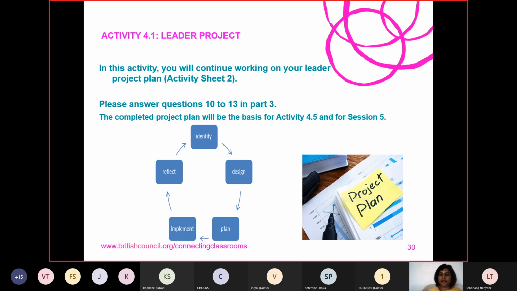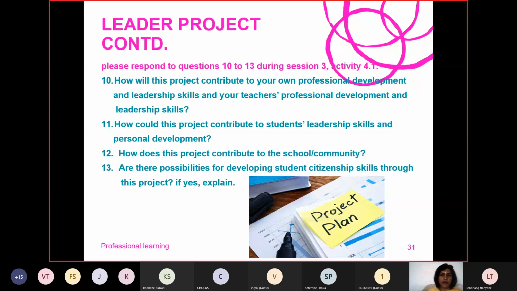Yes? Okay, to read student desire as they learn. As they learn for their future. Great, I love for their future. We're not preparing young people for the past, we are preparing them for the future, right? And the leader project is very, very valuable, right? How will this project that you are doing, that we spoke about, contribute to your own professional development and leadership skills and your teachers' professional development and leadership skills? So here we're talking about leadership, we're talking about personal development.